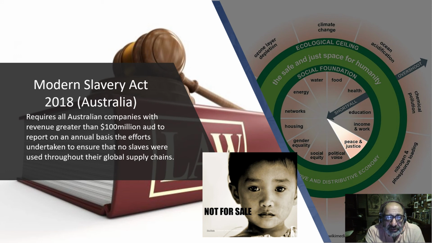It's still a little bit soft when it comes to punishment. In the United Kingdom, there's criminal punishment if CEOs are caught using slaves. In Australia, there's nothing like that, but it's the beginning of an awareness that you have to know what's happening within your supply chains.